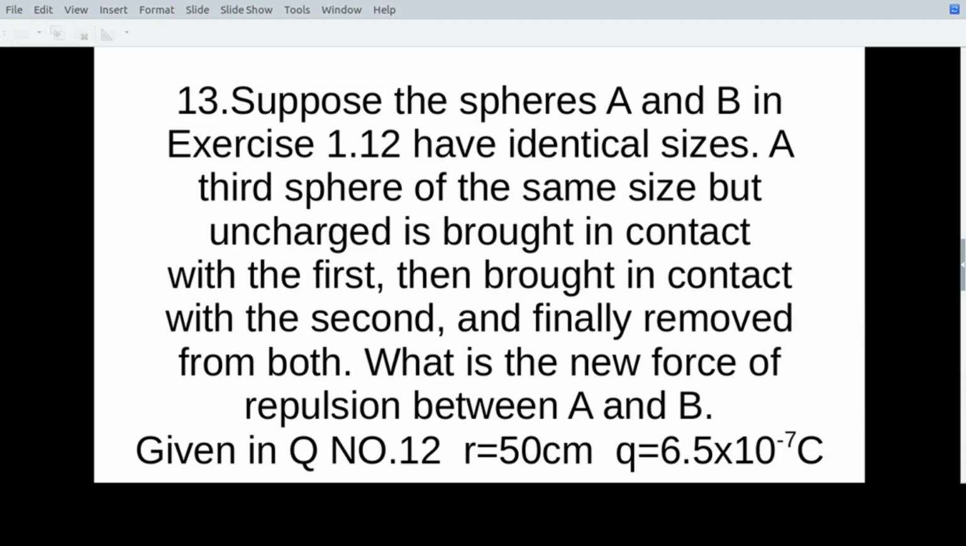See, you are bringing a third sphere. It is of the same size, but it is uncharged. It is brought in contact with the first, then brought in contact with the second, and finally removed from both. What happens if two spheres are brought in contact with each other? We know the charges will be shared. Both are identical in size. So first sphere A is charged and the third which you are bringing is uncharged. So what happens naturally?